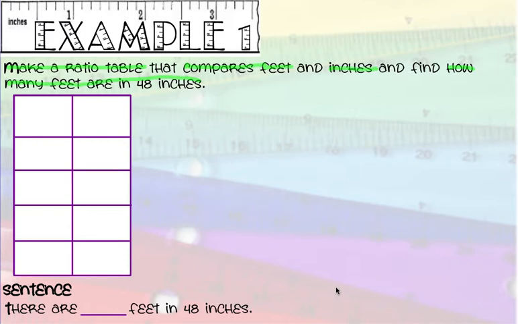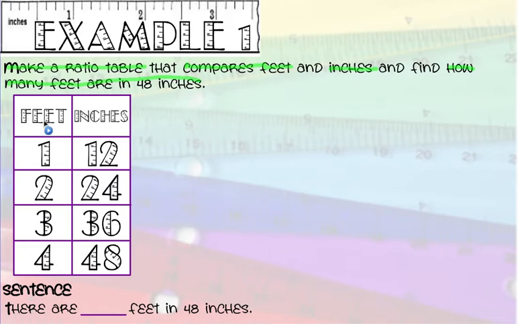All right, so I want you to create your table. Make sure you have your feet and you have inches. So in this top box, you should have your labels. And then here would be your numbers. So I want you to pause, create that. When you come back, we'll check your answer.